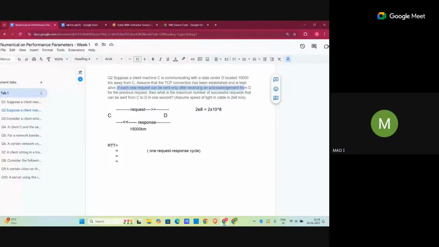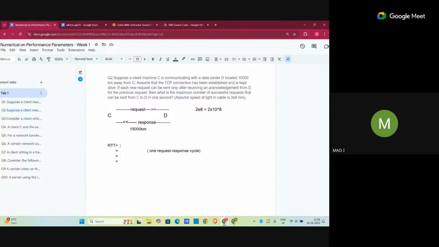So first the request will go, then I will receive the response. Only after that can I make my second request. So for all the successful requests that can be made in 1 second, we need to first calculate the round trip time. Are you getting why we are calculating the round trip time? Because first the request will go, only then I will receive the response. Only after that can I make the second request. So this is round trip time. So we will calculate the round trip time first.